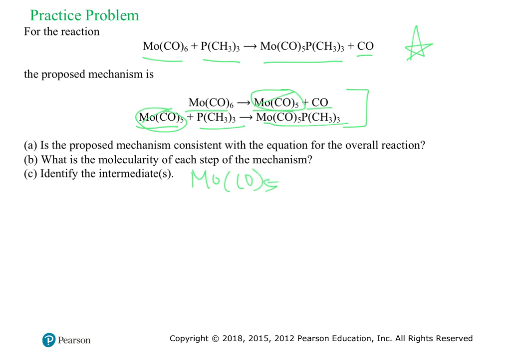Since this involves 2 steps, this would be unimolecular and this would be bimolecular. And then our overall reaction, since our intermediates canceled out, we have molybdenum hexacarbonyl, check. We have a trimethylphosphine, check. And we have our big old complex with a carbon monoxide. So yes, it does check out.